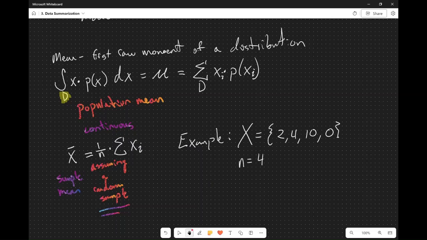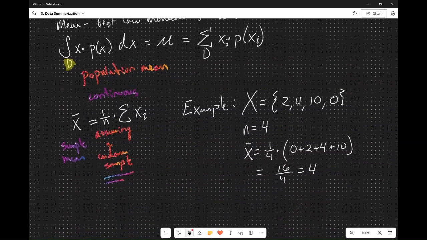So X bar is then equal to 1 over 4 times 0 plus 2 plus 4 plus 10. That's equal to 16 over 4, which is equal to 4. And so that is my arithmetic center of my distribution.